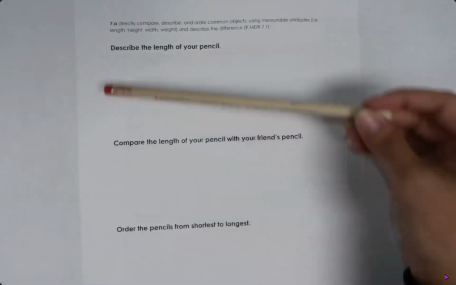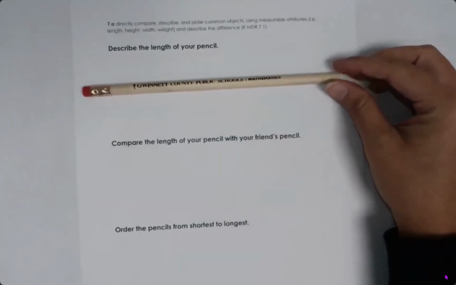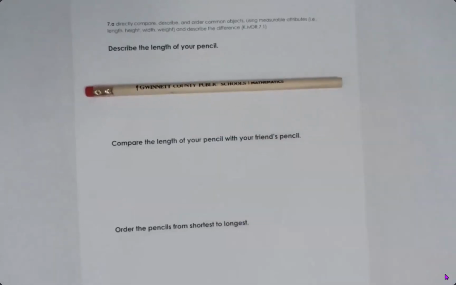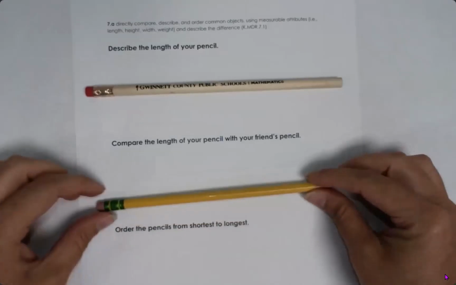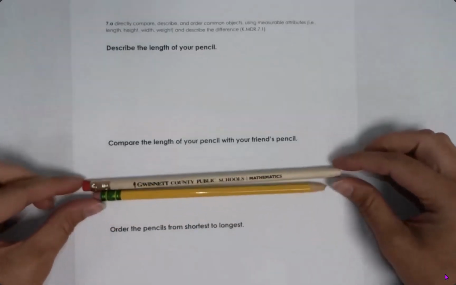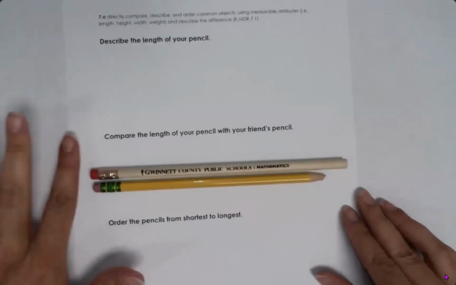So if I have my pencil here, we want students to be able to use words to describe these measurable attributes. If I'm talking about length, I can say the pencil is short or the pencil is long. If I'm talking about the weight of the pencil, I may say the pencil is light or the pencil is heavy. And then we want students to be able to compare two objects to one another. So if I'm looking at the length of my pencil, I may then compare it to the length of my friend's pencil.